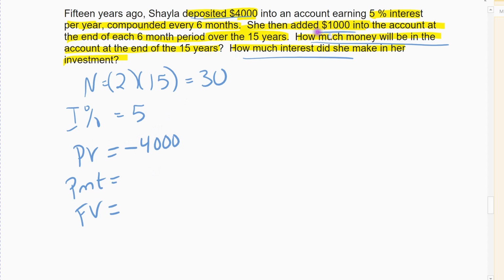Same thing with the $1,000. She's adding $1,000 every 6 months, so twice a year she's investing $1,000 into this account. Every time she invests it, she takes it out of her pocket. So you've got to remember that's $1,000, and you have to remember those two negatives there. They both have to be negative. Future value is what we're going to look for, and that'll come out positive. But remember, the present value and the payments have to be negative.